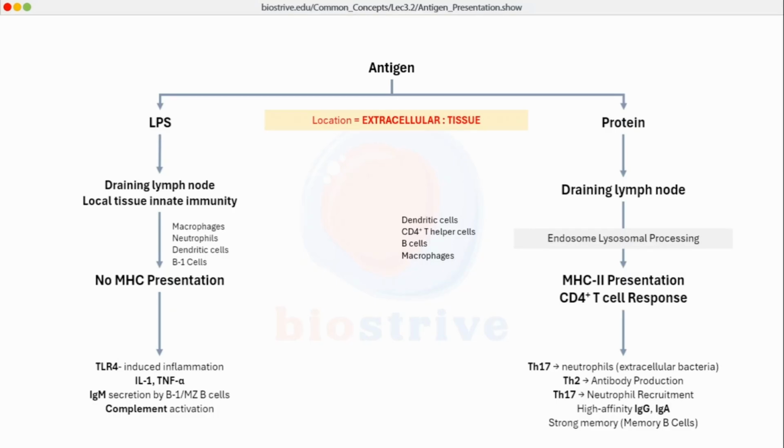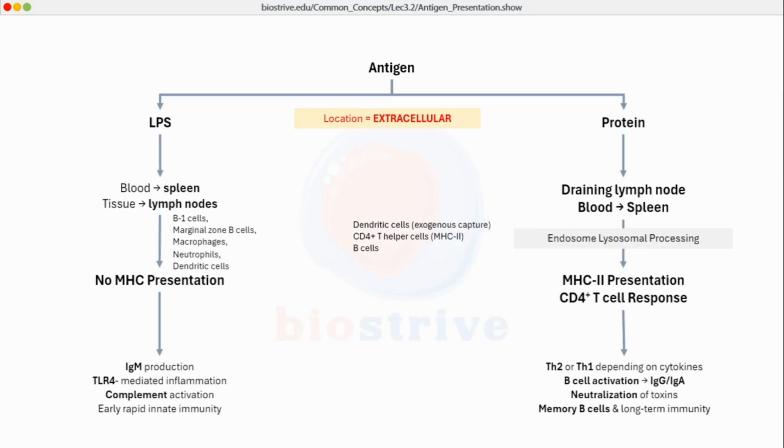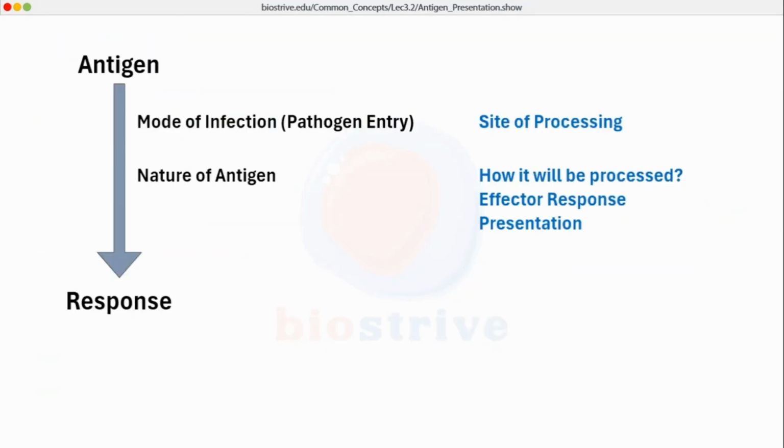So these were the basic concepts behind antigen presentation: how the nature of antigen as well as the mode of infection determine how these antigens will be processed, and what kind of immune response will be observed.